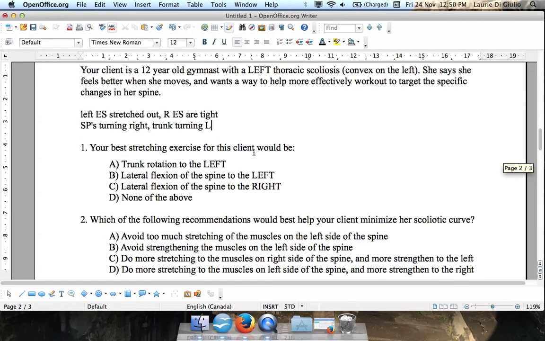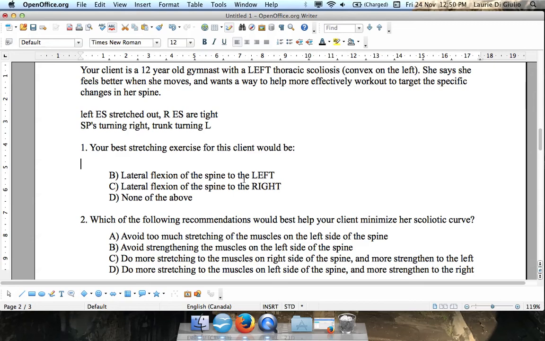Your best stretching exercise for this client would be trunk rotation to the left. Can't be, because that's what she's trapped in already. If she has a convex curve on the left and a concave on the right, her trunk is already turning to the left. Can't be this one.